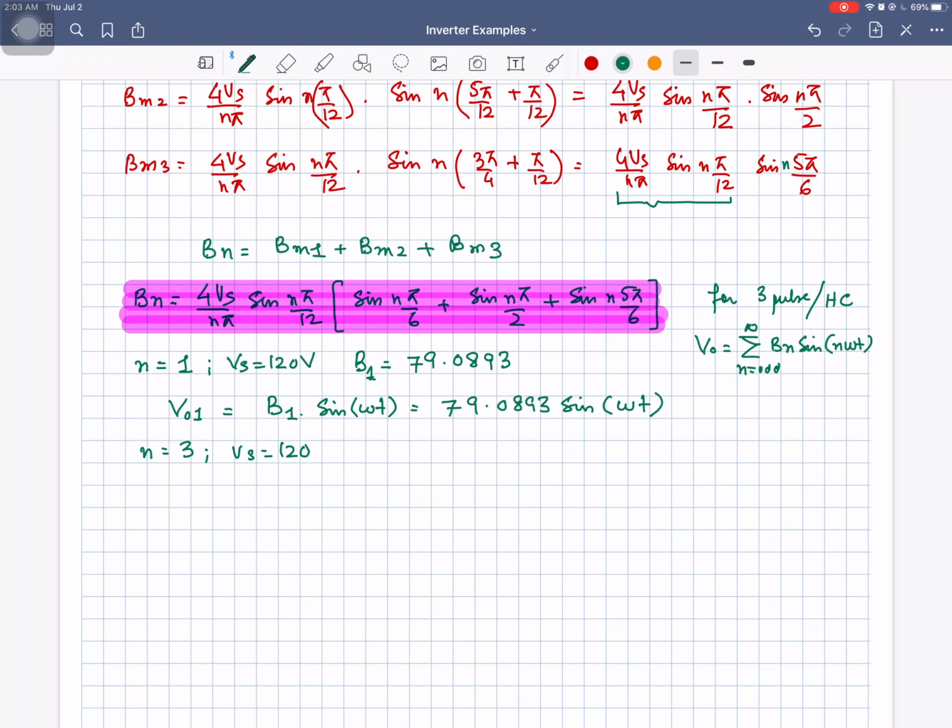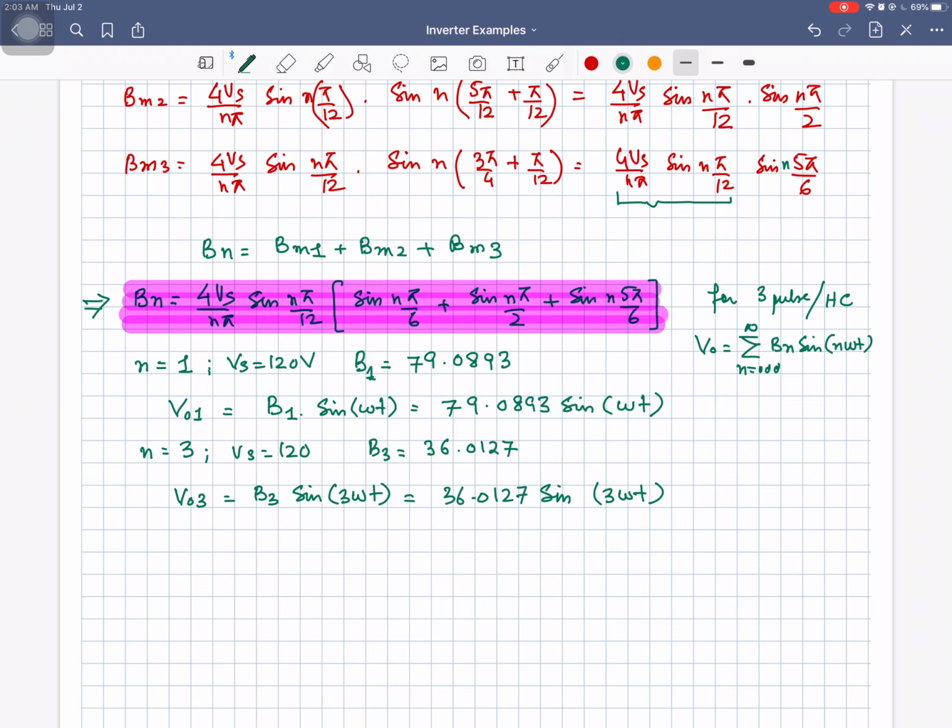So how to calculate B3? By taking n is equal to 3 in this expression. If we take n is equal to 3 and simplify this one, it is going to give us 36.0127. So our third harmonic component V03 will be equal to B3 into sine of 3 omega t, that is 36.0127 into sine of 3 omega t. This is the third harmonic component which is present in the inverter output.